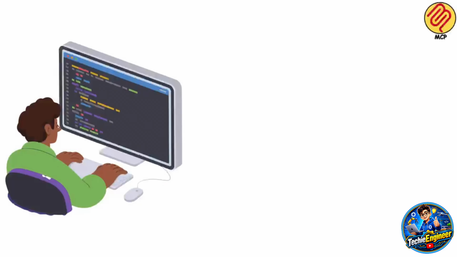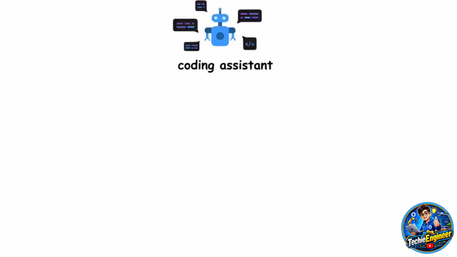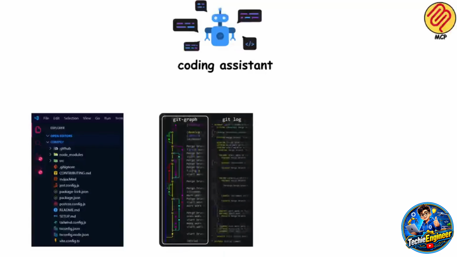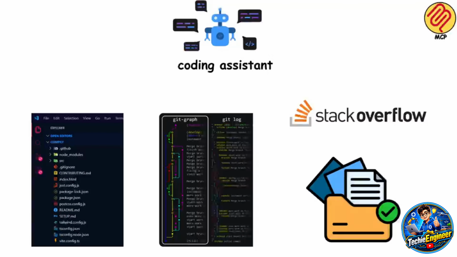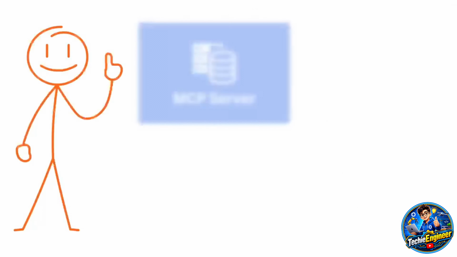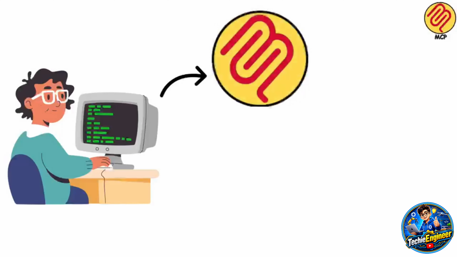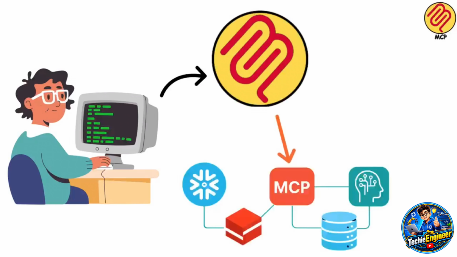Let's say you're building a coding assistant. With MCP, it can read your project files, check your Git history, search Stack Overflow, and pull from your documentation. All done through one standardized connection instead of 5 different APIs duct taped together. The magic here is that it's standardized. Write an MCP server once, and any AI tool that supports MCP can use it immediately. No rebuilding the same integration over and over.